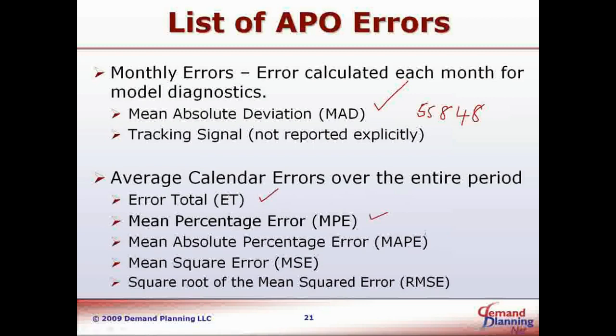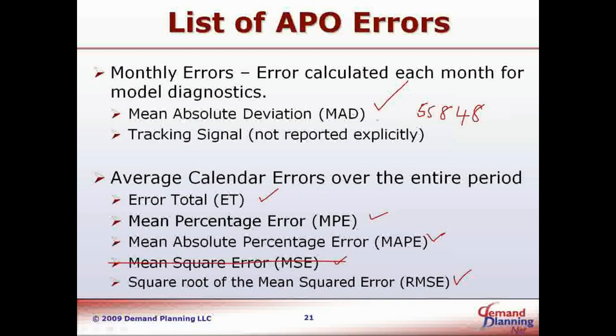So what is the list of errors? There are monthly errors, calculated each month for model diagnostics. First is what is called the mean absolute deviation. It just calculates the mean absolute deviation. Now, this is used in calculating the MAPE or the root mean square error, but it's not used as an individual metric. You can't really work with it much because it's just a number. It'll say the number is 55,848, and I'm not sure what you can do with it. So that's what MAD is.